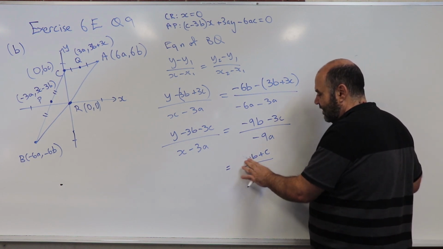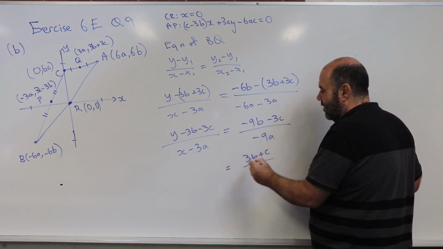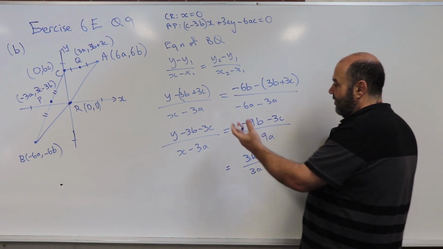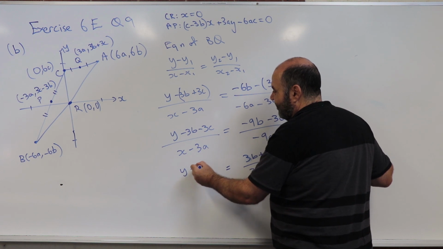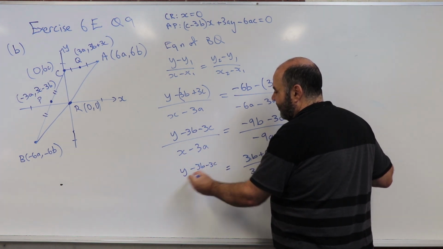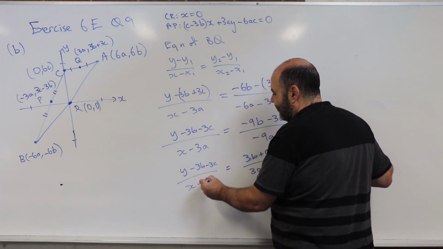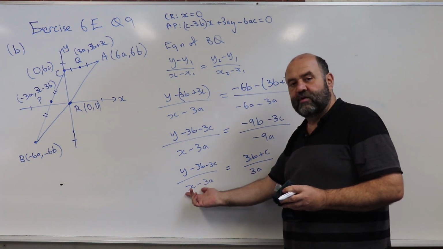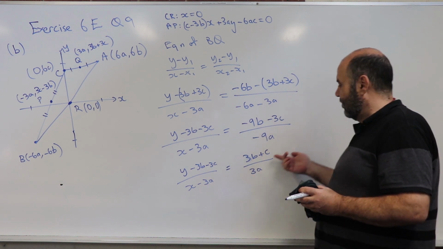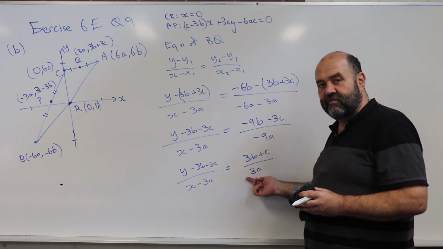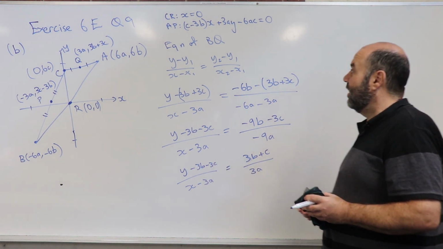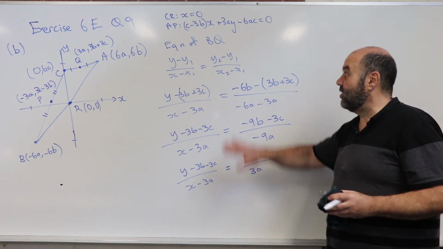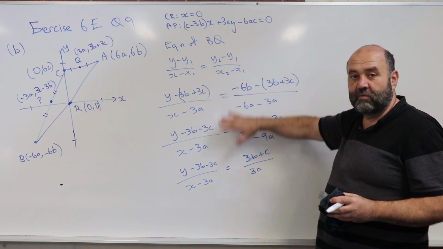Neaten that up a little bit. So I divide everything by negative 3. Over here I've still got my y minus 3b minus 3c over x minus 3a. Again, I'm going to multiply the denominator over here across, and multiply the denominator over here across, and then simplify. There's no way in the world I'm going to fit that down here, so I'm going to rub out up here and keep on working down.